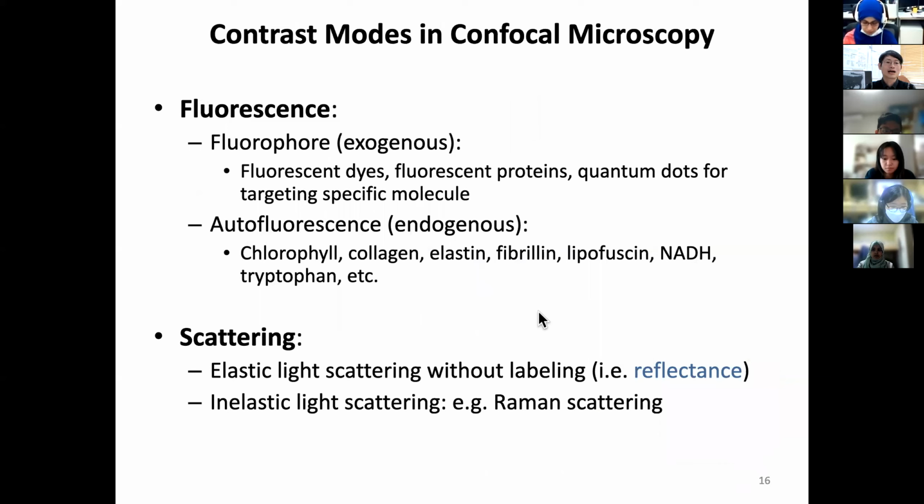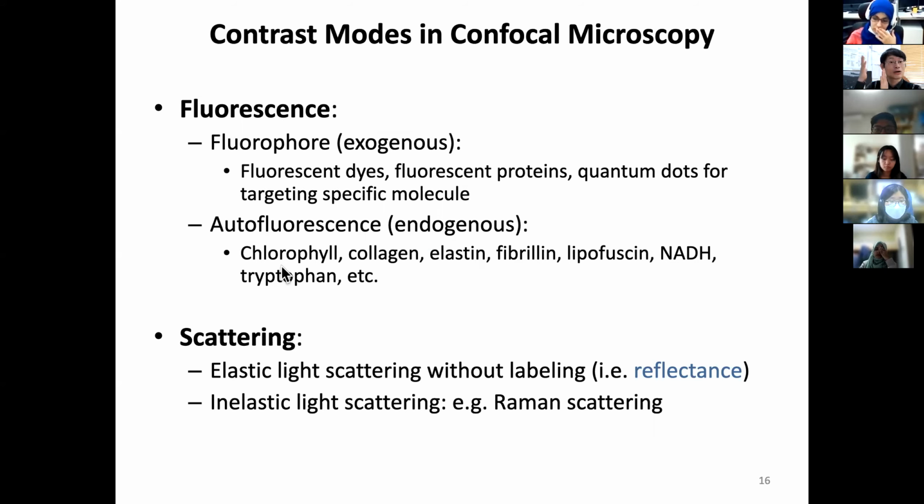All right, so what are the contrast mechanisms in confocal? We've already mostly discussed fluorescence and scattering, which I said is reflection mode. And in fluorescence, there are 2 types. One is when you are dealing with a biological sample, it inevitably contains some autofluorescence, which sometimes we utilize and sometimes we don't like as a background, because it's coming from endogenous sources. So if the sample contains chlorophyll, collagen, elastin, fibrillin, lipofuscin, NADH, and tryptophan, which is one kind of amino acid, these provide autofluorescence.